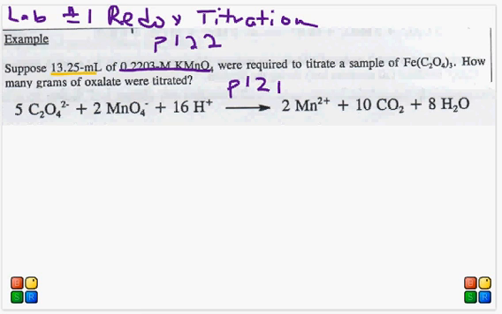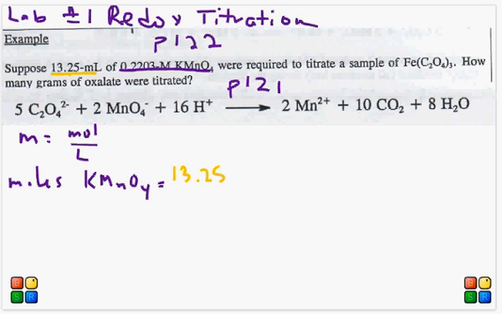We know that the units of molarity are moles per liter. Now what we're going to do first is find the moles of our potassium permanganate, and we do that by multiplying the volume by the molarity, but there are some things you have to know first. So I'm going to use my volume of permanganate, which is 13.25 mL. Because the units are liters, I want to convert it to liters.